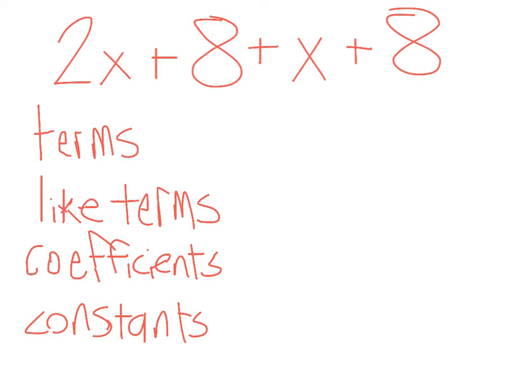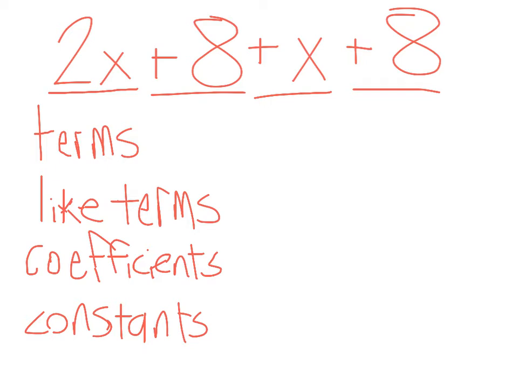The first one is called terms. So we've got to know what a term is. The first term in this is 2x. The next term is positive 8. The next one is positive x. And the last one is positive 8. So there are 4 terms here. Those are the 4 that you would list.